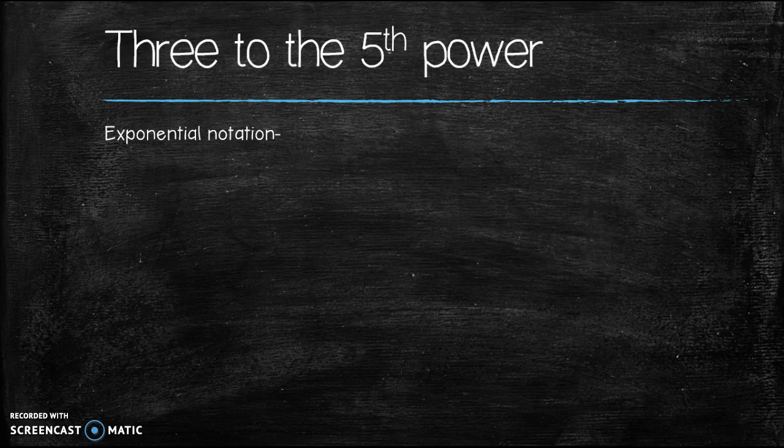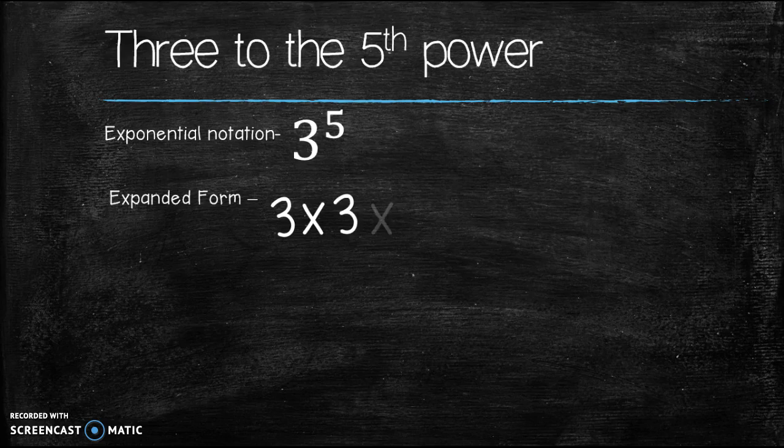So let's start off. First, exponential notation for 3 to the 5th would look like this. The base is a 3 with an exponent of a 5. 3 to the 5th. Expanded form would be, how many times are we going to see this in repeated multiplication? Well, we know our base number is 3, and we're going to multiply 3 times 3 5 times. So 3 times 3 times 3 times 3 times 3. Not 3 times 5, but 3 times itself 5 times.